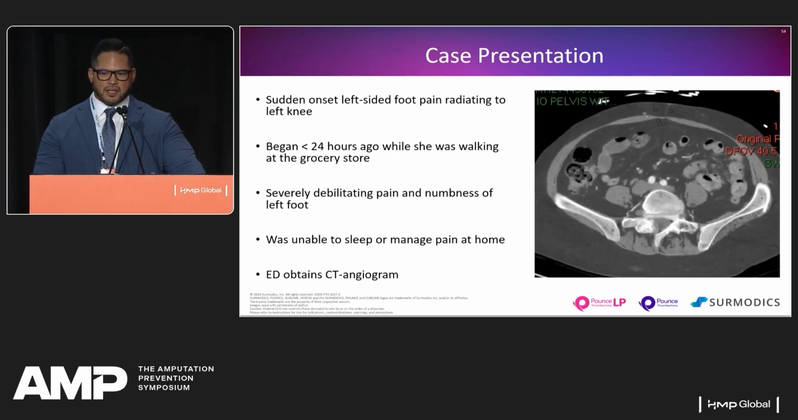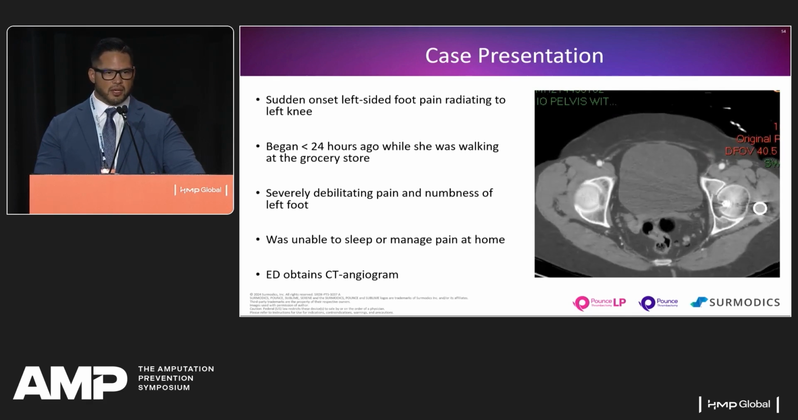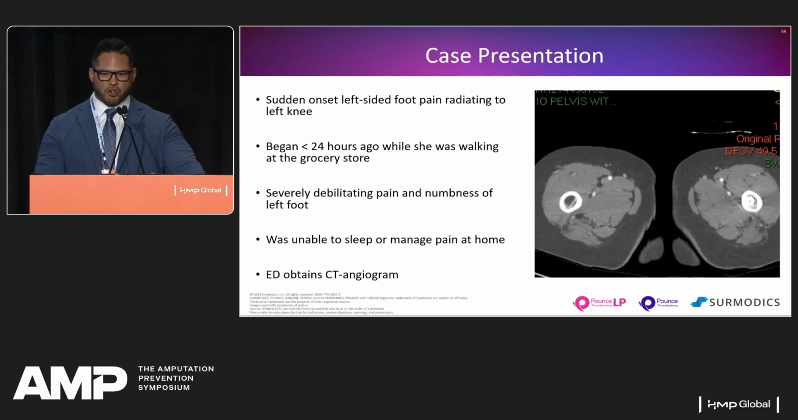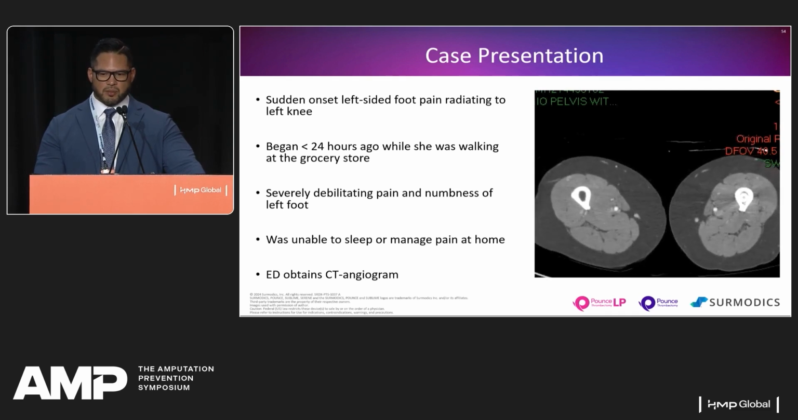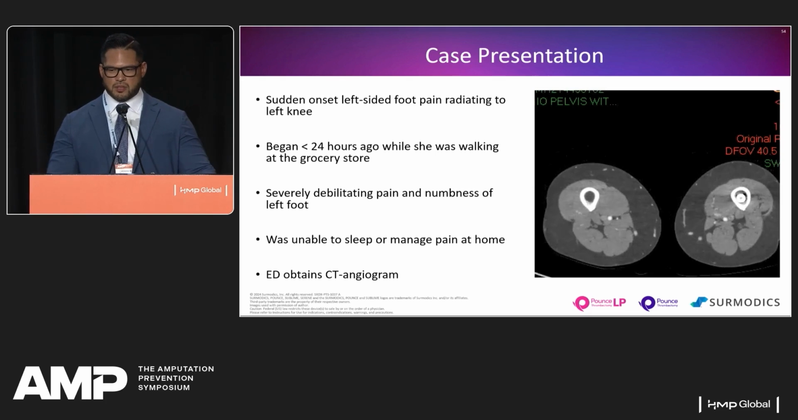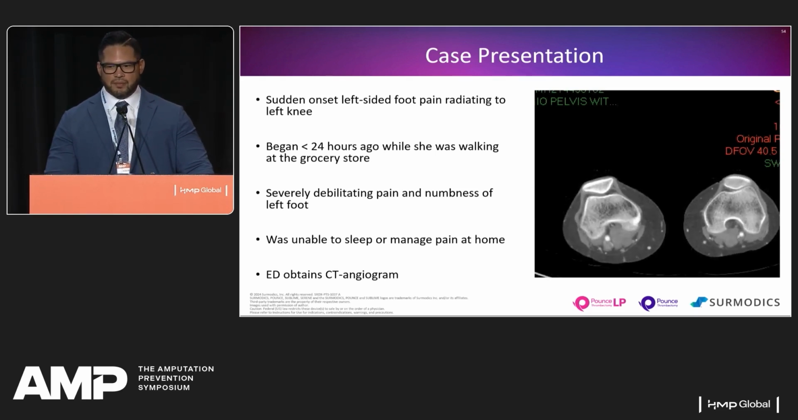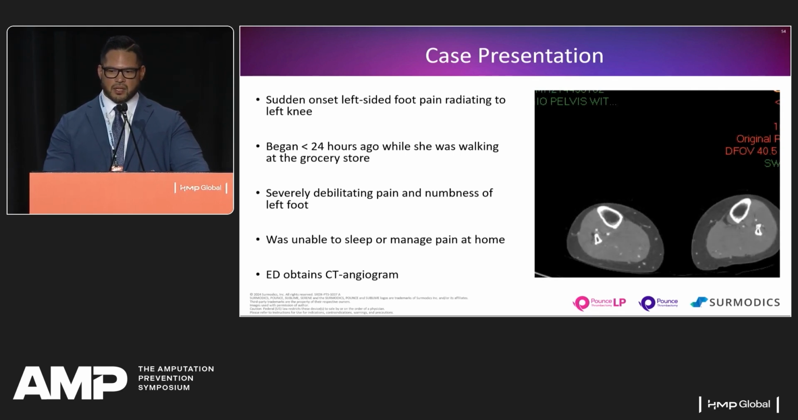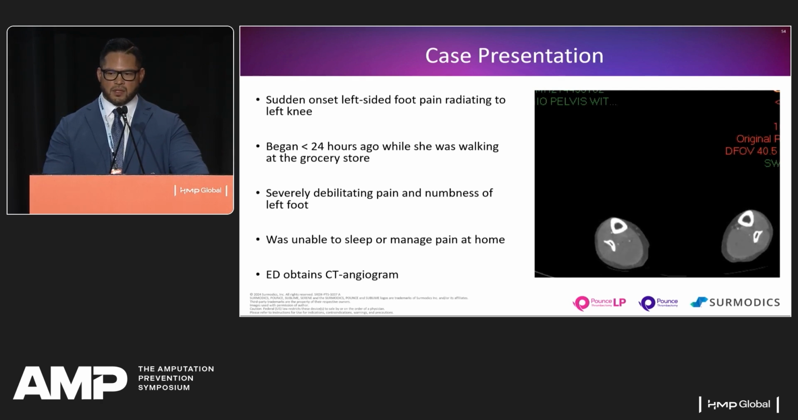She's a non-smoker and no contributory family history. She had sudden onset left pain radiating to the left knee, less than 24 hours after she was walking in the grocery store, debilitating. She tried to medicate herself at home and unfortunately was unsuccessful, and so presented to the emergency department where, if your system is anything like our system, they get a CT scan immediately upon entry into the door. So she got a CT angiogram, and I think what's evident is her left proximal tibial artery is devoid of flow.